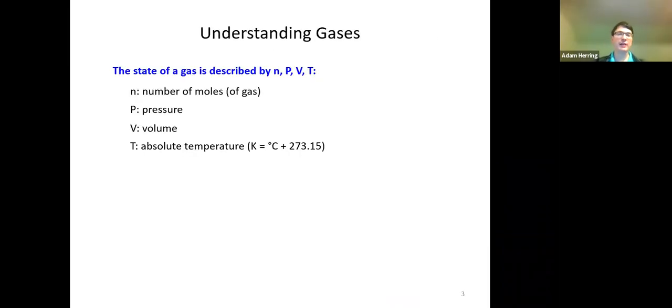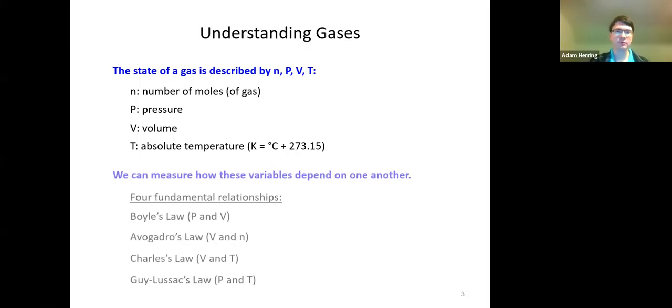When we talk about gases, we can describe the state of a gas in terms of the number of moles of the gas, the pressure of that gas, the volume that that gas occupies, and then the temperature of that gas. And that's measured in absolute temperature, units of Kelvin. And 1 degree Kelvin is the same as 1 degree Celsius, but we've added on 273.15. We'll talk about where that number comes from a little bit later in this video.